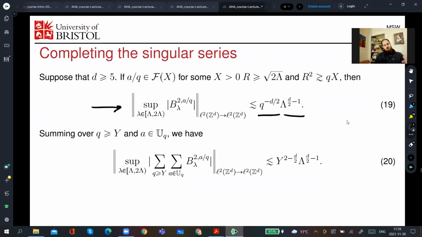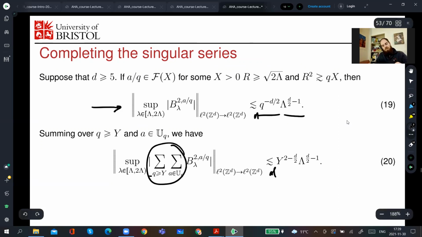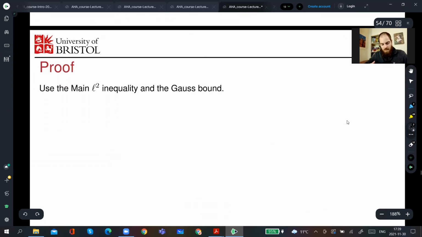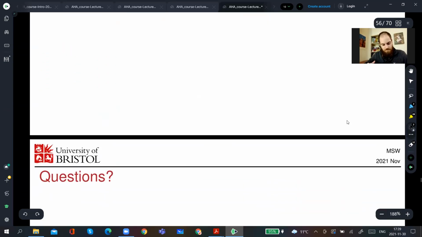Now, summing over all a coprime to q between 1 and q, I lose a factor of q, and then I sum over all q greater than y, and I lose another factor of q. That gives me that this is at most, for some constant depending on the dimension, y to the 2 minus d over 2 times lambda to the d over 2 minus 1. Great. That is just applying the triangle inequality to remove those double sums outside. Very simple there. Really, any questions about that?